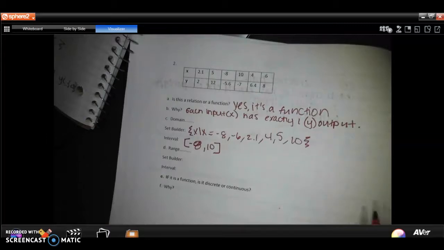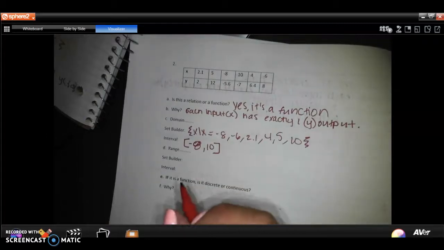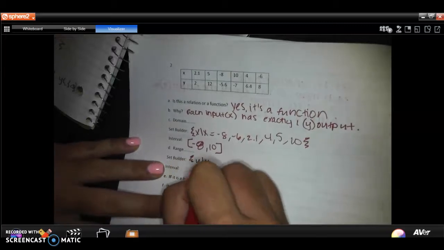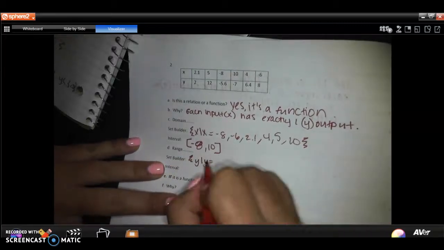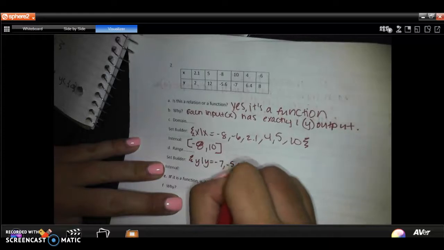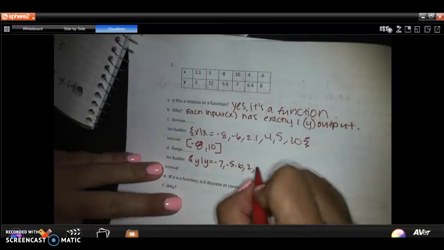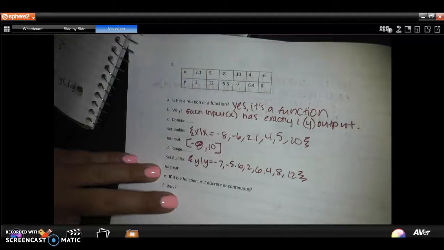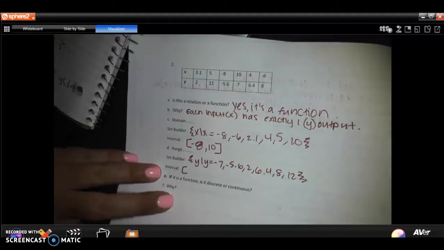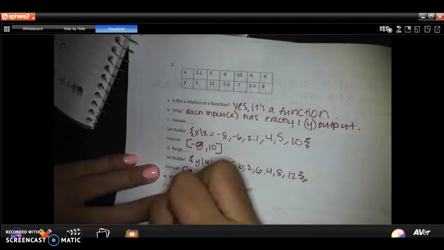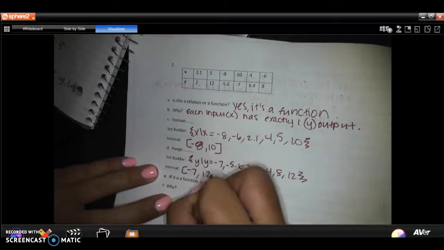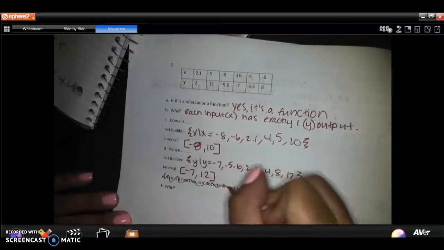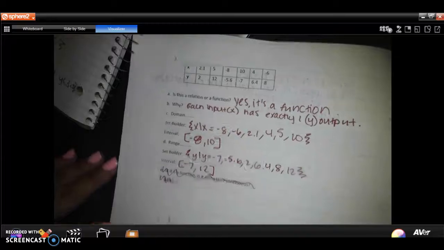That number is included. All right, range, set builder, squiggle, y such that y is equal to lowest to highest. We have a -7, a -5.6, a 2, a 6.4, an 8, and a 12. Squiggle. Interval. Lowest number we can have for the y's is -7. Highest we can have is 12. Use those brackets. E and F, again, you'll come back to that in Algebra 2.